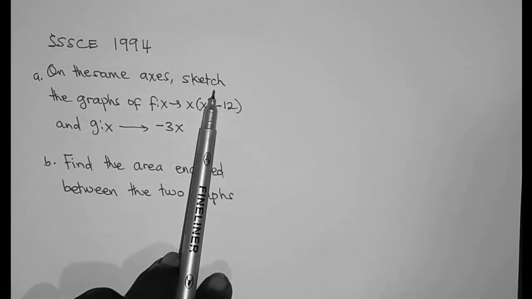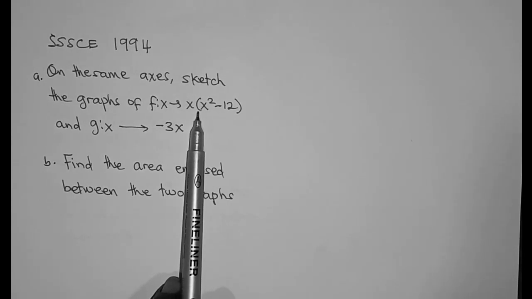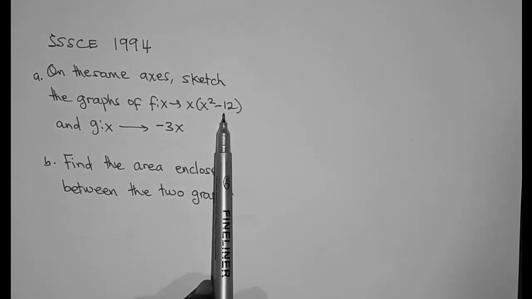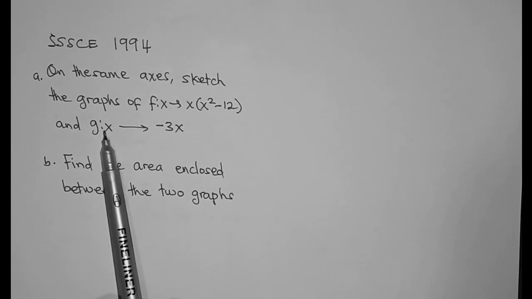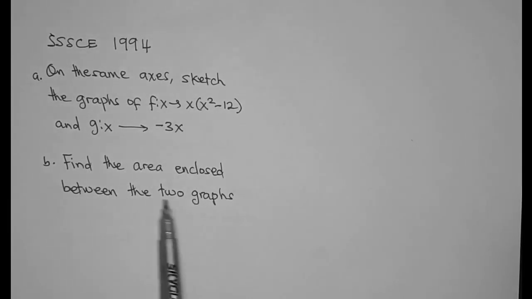On the same axis, sketch the graphs of f: x maps to x(x squared minus 12) and g: x maps to minus 3x. Find the area enclosed between the two graphs.